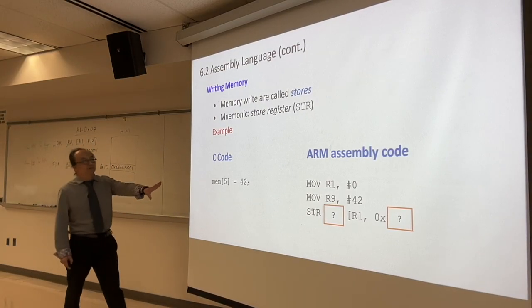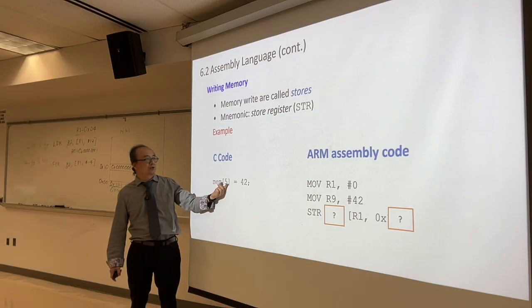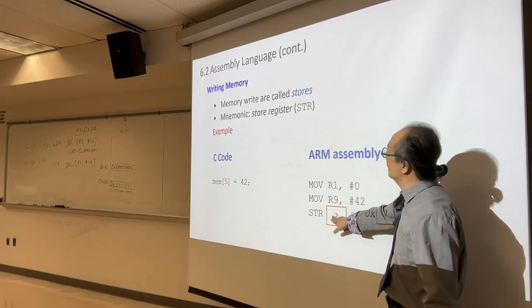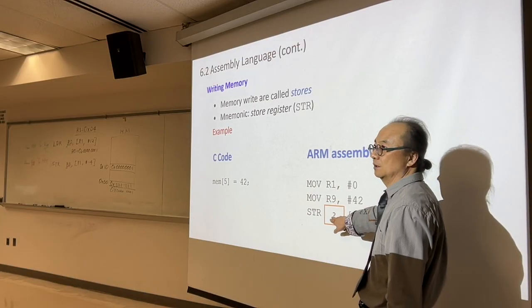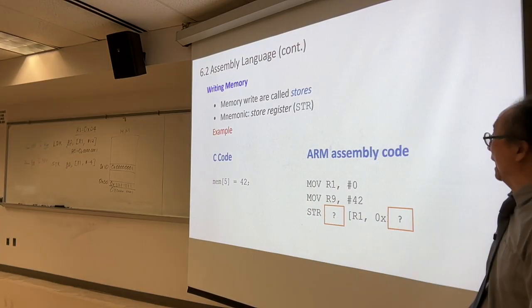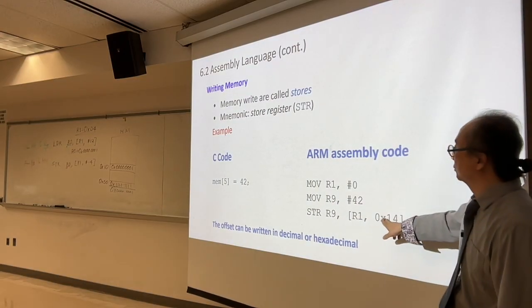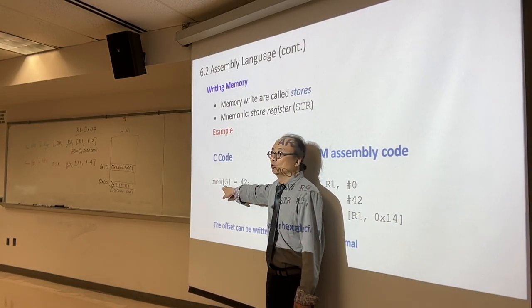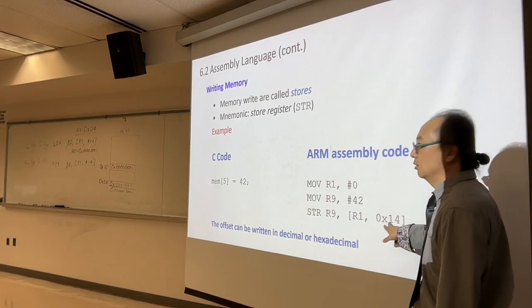So let's say we have this. We want to store into 5. This is the register. We need to put the register value in here. Which register do we need to put in here? R9, and then store into 5 times what? 4. 5 times 4 is what? 20. 20 in hex is 1 and 4.